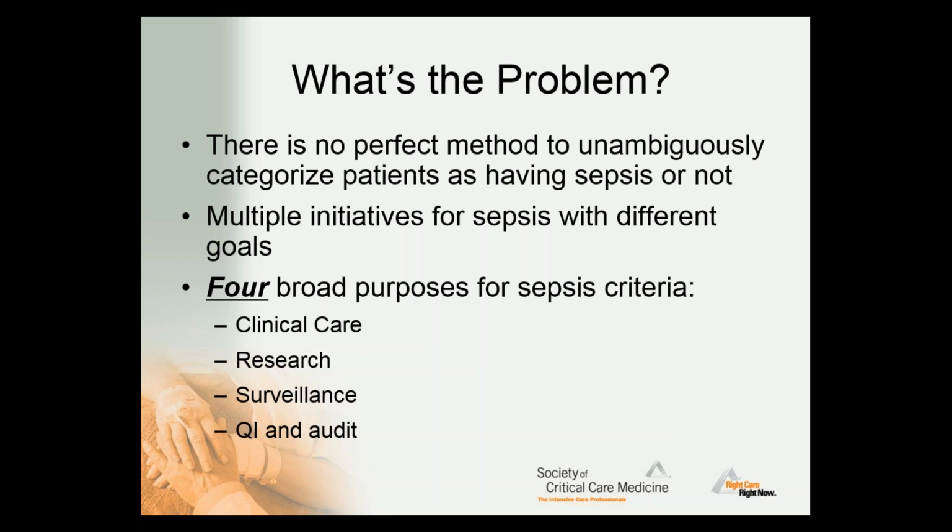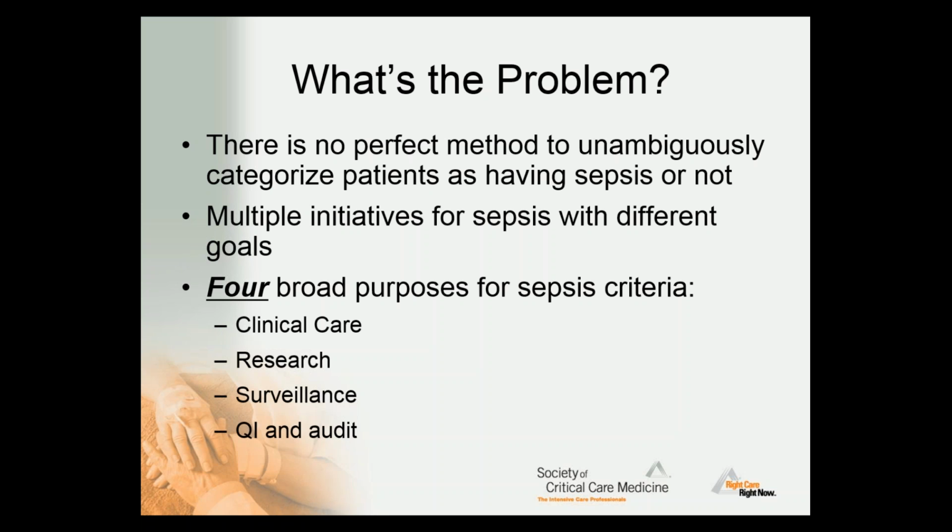So we're left with 3 different iterations of definitions for sepsis in an attempt to clarify it for practicing clinicians. In addition, there are a lot of different initiatives for sepsis, and I'm going to go over those in a moment, and each of those initiatives has essentially different goals. So what I want to do is outline for you what I think are 4 broad purposes for sepsis criteria, and ultimately that really enable 4 different definitions, if you will, of sepsis.